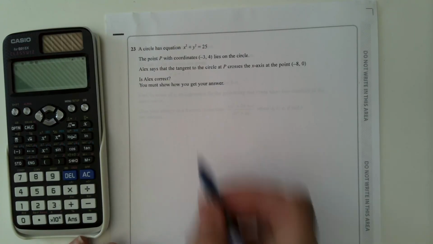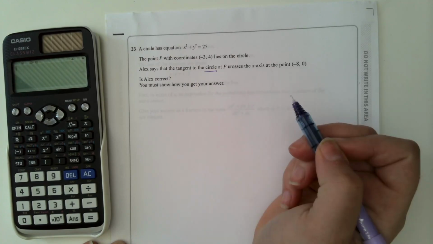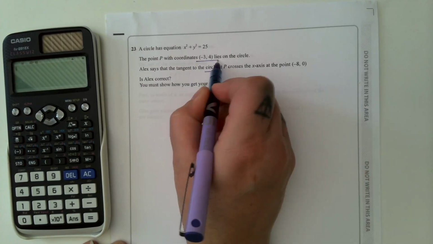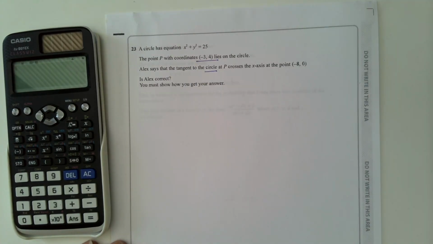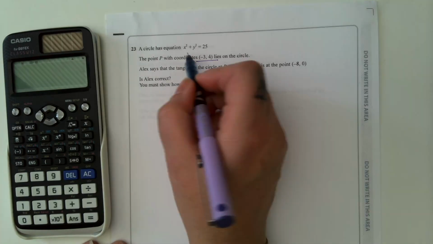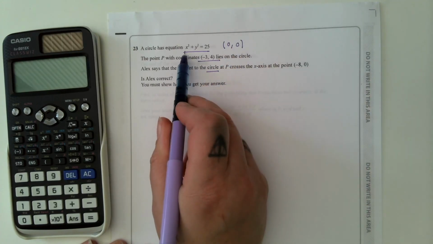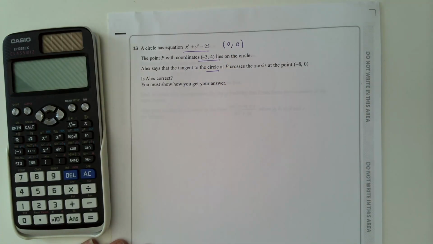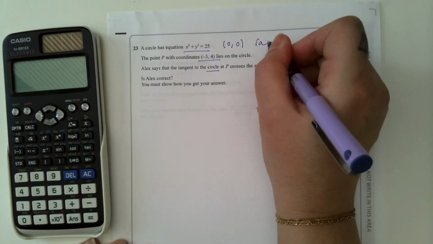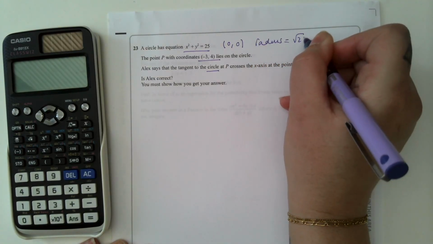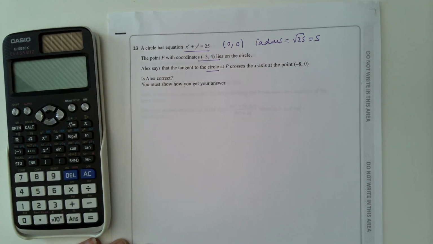Okay, so we're dealing with a tangent to a circle. We've got point P, which is a negative 3, 4 coordinate, and we've got this circle here. Now this circle must have a centre of 0, 0 because of how it's written with the x squared add y squared. And the radius is the square root of 25, which is 5.